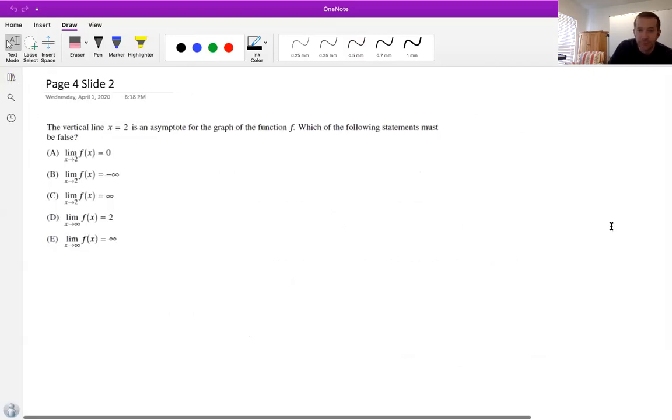This is the last one. This one's a little different, and it's probably a little bit harder. But remember, it's all just limits. It says the vertical line x equals 2 is an asymptote for the graph of f, which of the following statements must be false.